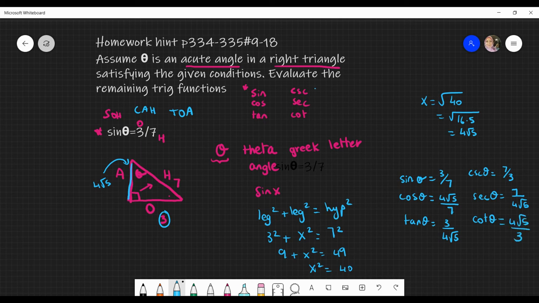So just to remind you guys, the cosecant is the reciprocal of the sine, the secant is the reciprocal of cosine, and cotan is the reciprocal of the tan. So now we found all 6 trig functions.